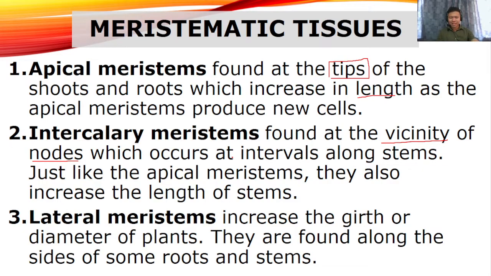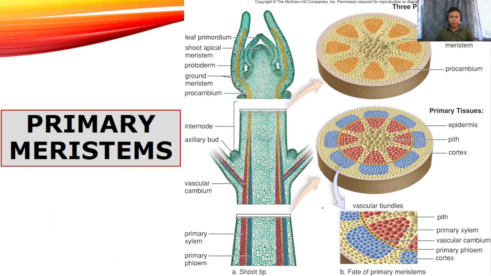For the lateral meristem, they increase the girth or the diameter of plants, and they are found along the sides of some roots and stems. Okay? So for the lateral meristems, they function for the sideward growth of the plants. Upward growth is apical and intercalary. Sideward growth is lateral and also with the help of intercalary. So it looks like this one.